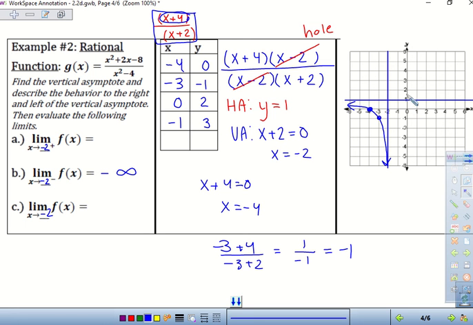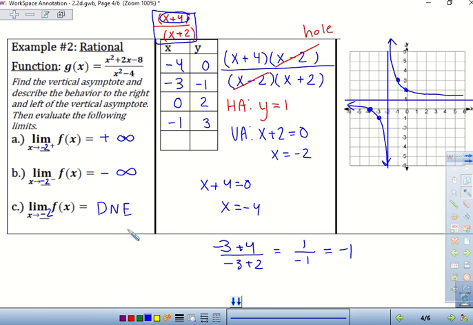I just kind of do it quickly in my head, but feel free to take your time plugging those in if you feel more comfortable with that. So I got those 2 points. What does that tell me about my function? It's approaching positive infinity as I get closer and closer to that vertical asymptote. So does the total limit exist? No. Because they do not match.